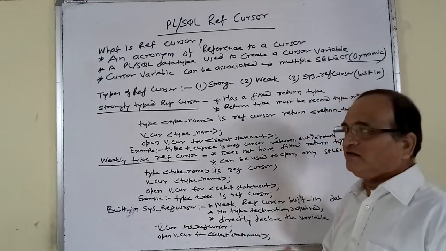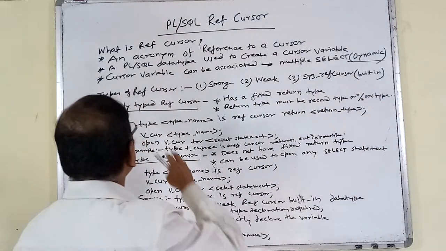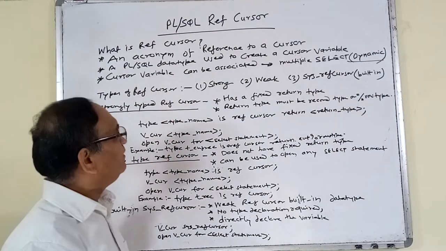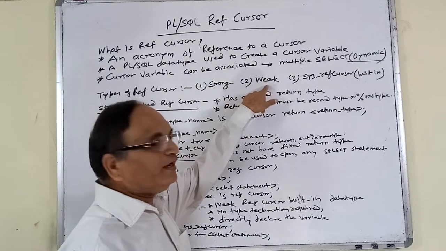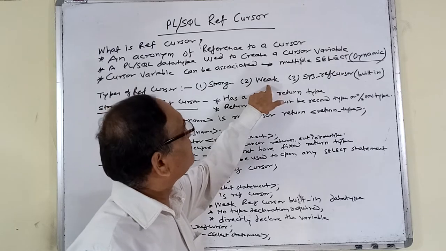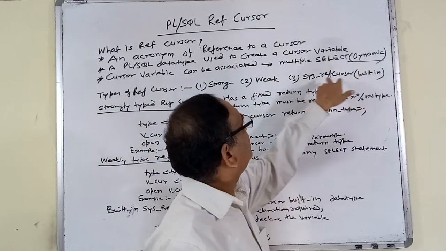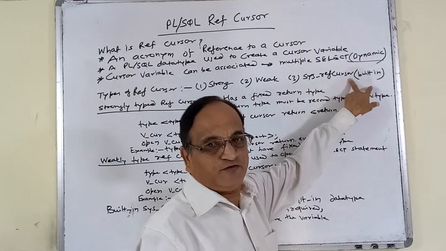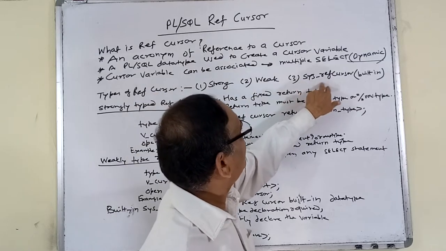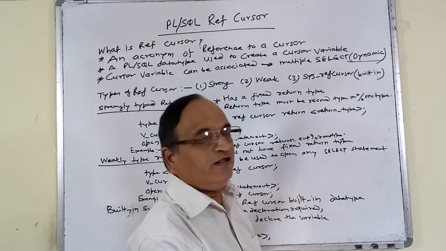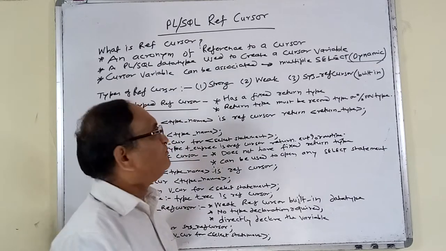Now there are three types of REF CURSOR, as you can see over here. The types of REF CURSOR: strongly typed, that is called a strong cursor, then weakly typed, called a weak cursor, and then the built-in type provided by Oracle, that is called SYS_REFCURSOR. So these are the three types: strong, weak, and SYS_REFCURSOR. Now what do these three types actually mean to us?